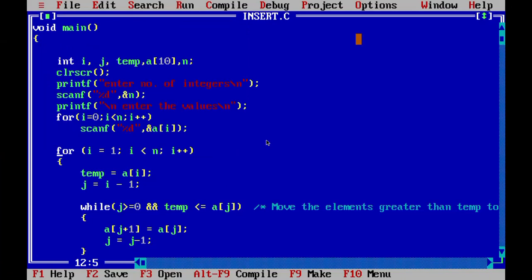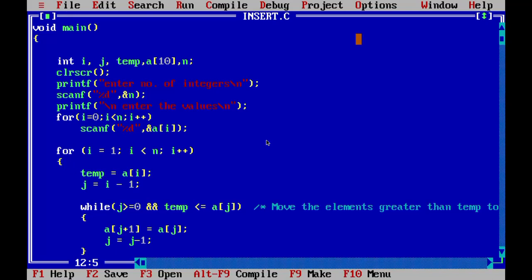So a[i] is copied into a temporary variable. a[i] is a[1], which is 5, copied into temp. Friends, I am trying to trace this program with the example which we have discussed just now. So j is equal to i minus 1. When i is 1, j will obviously be 0. i minus 1 is 1 minus 1, which is 0.